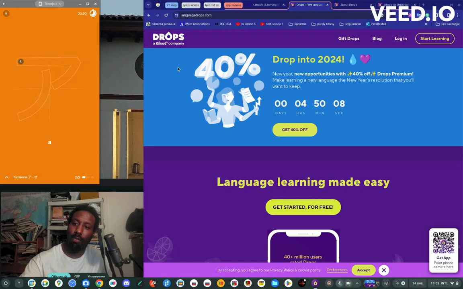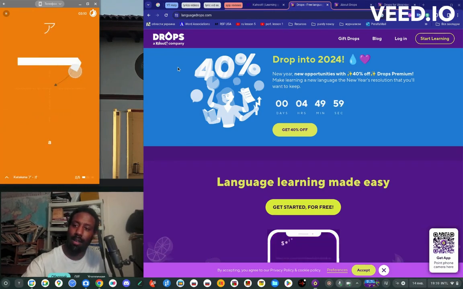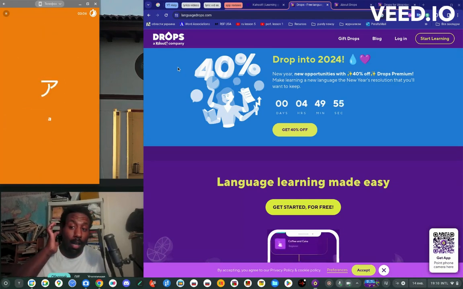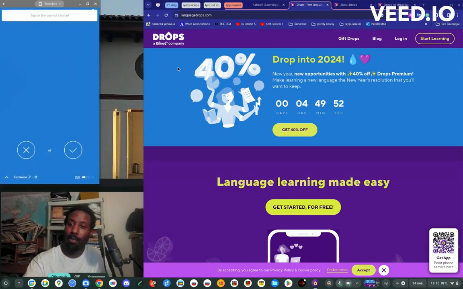For Japanese itself, the stroke order of the brush really matters. And if you're going to truly dive into the language, then you should probably learn that. That is one of the best things about Drops, that it mimics that order.